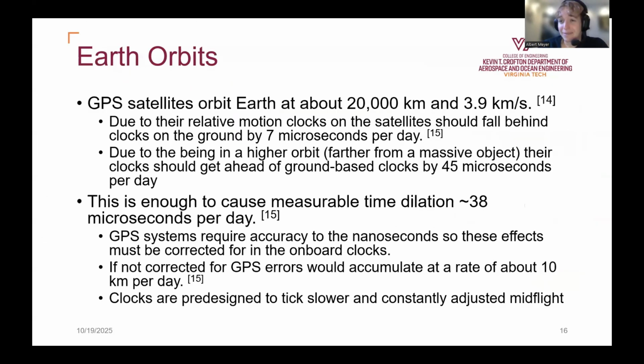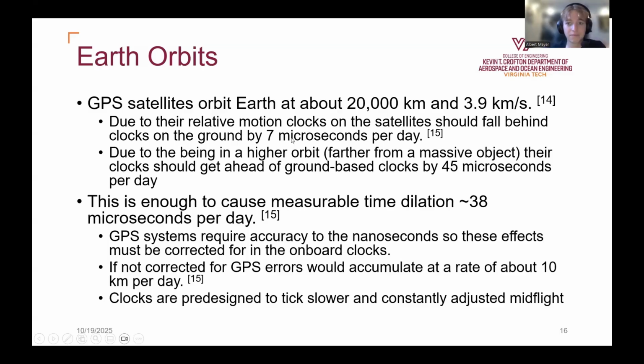To talk about those applications, the most widely used ones right now are GPS satellites. GPS satellites orbit the Earth at 20,000 kilometers and about 4 kilometers per second. So this is a decently high altitude and a very fast speed. At this altitude and speed, you can measure relativistic effects, and these relativistic effects actually kind of offset each other.